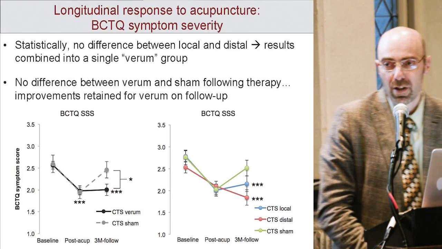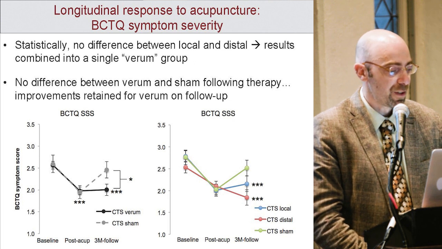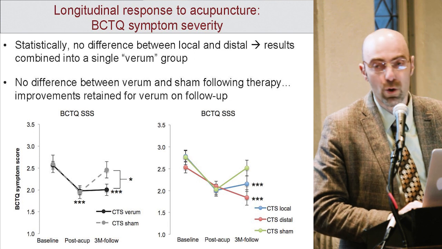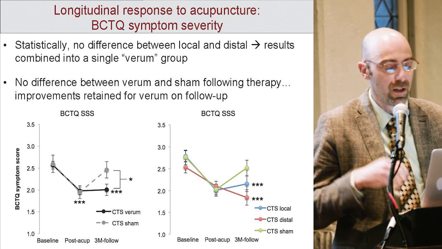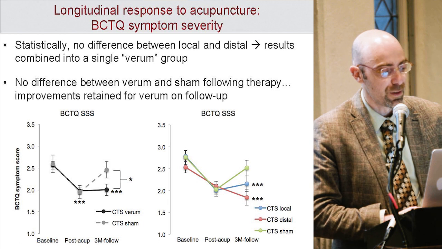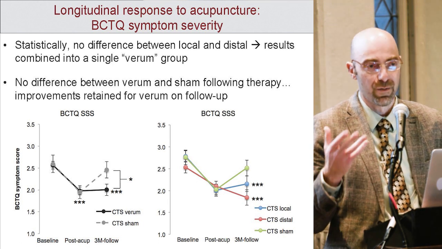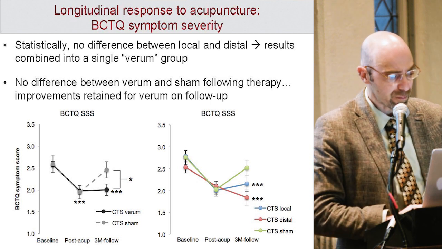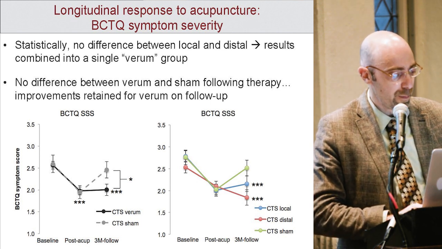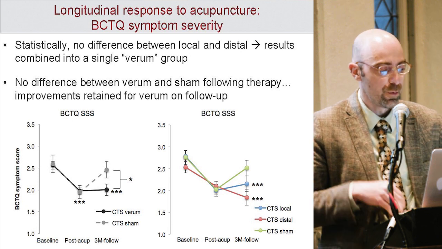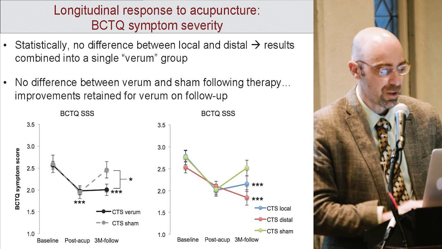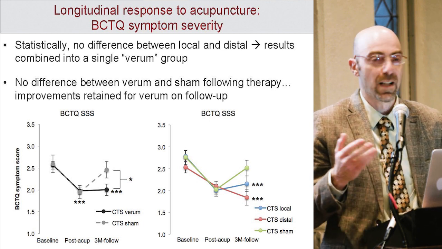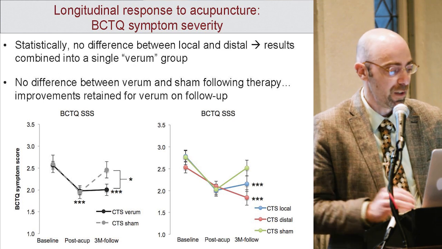So the longitudinal results from this follow-up study were that, first of all, we didn't find any statistically significant difference between the local and the distal acupuncture for the results of the subjective outcomes, the Boston Carpal Tunnel Syndrome questionnaire, the pain and the paresthesia severity. And so those two groups were merged together into one group for a lot of our analyses. And for the post-treatment follow-up, we found no difference between real acupuncture and sham acupuncture immediately after the therapy. They both were able to successfully reduce the pain and paresthesias that the patients were feeling.